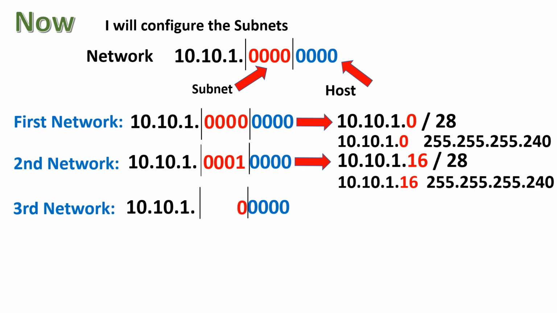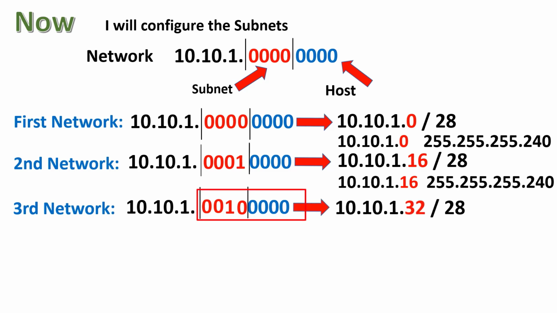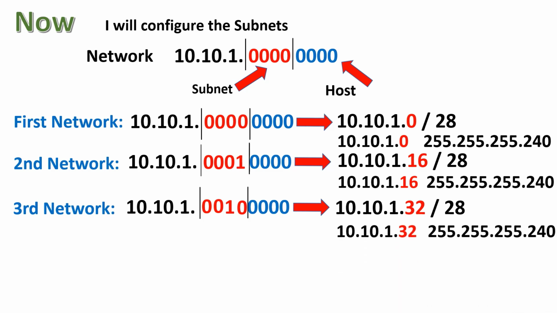The third network, the same, we write down the IP address. We will be working on the subnet portion here. We fill the first with 0 and the second with a 1, then 0 and then 0. When we convert it to decimal, this gives us 10.10.1.32, because this is all our bits in the fourth octet, and the value of this bit here is equal to 32. This gives us 10.10.1.32/28, with a subnet mask of 255.255.255.240.